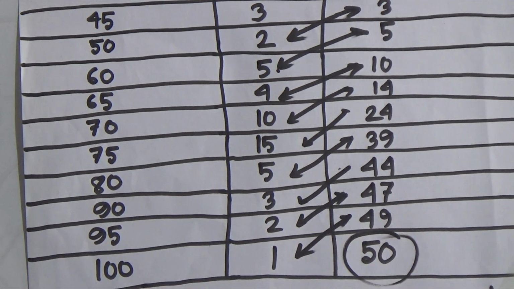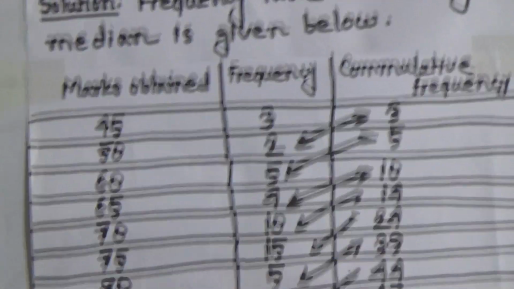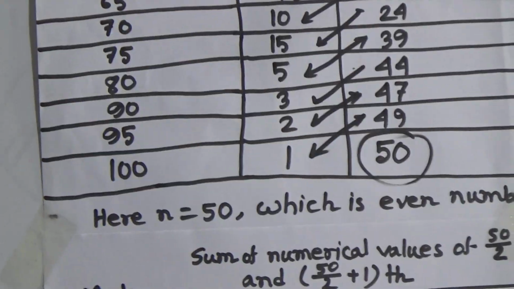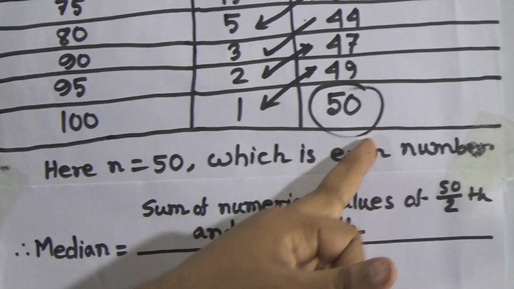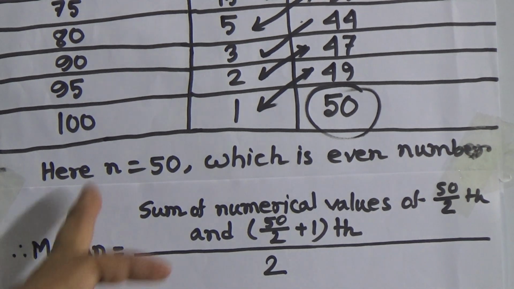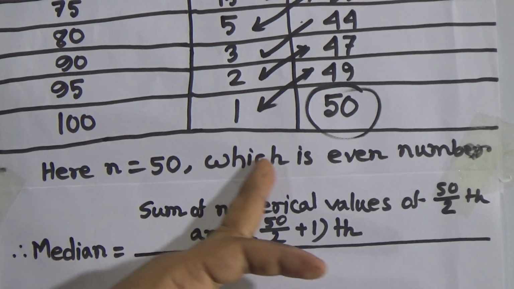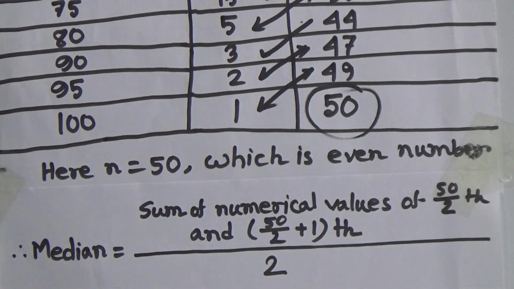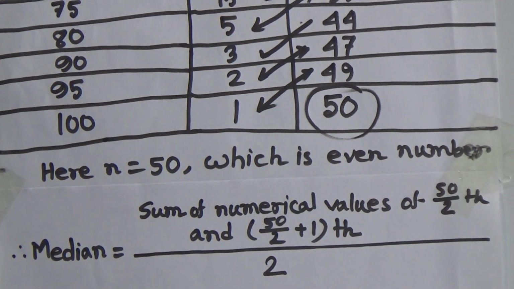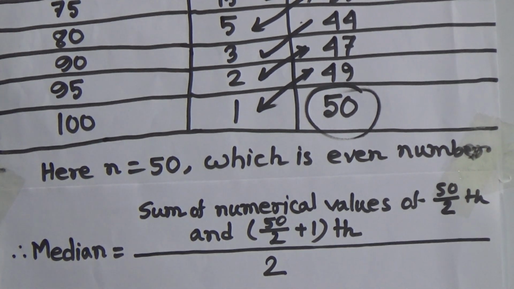My dear student, our total number of students is 50, and we have already found the total number of students is 50. So our cumulative frequency is correct. Okay, now here n equal to 50. Is 50 an odd number or an even number? Okay, which is an even number. So we use here the formula of median when n is an even number.